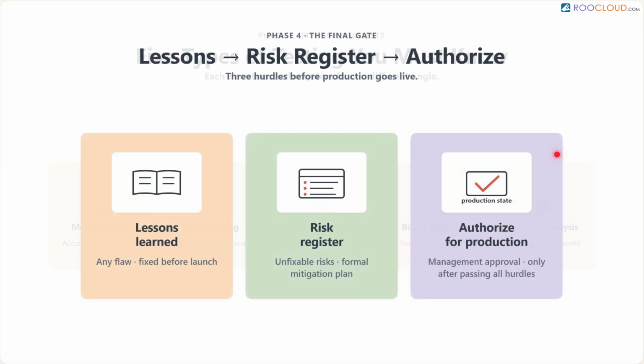Any flaws discovered here become lessons learned, which must be fixed before launch. If a risk cannot be entirely fixed, it goes into a formal risk mitigation plan on the official project risk register. Only after passing all these rigorous hurdles does management authorize the tool for a production state.